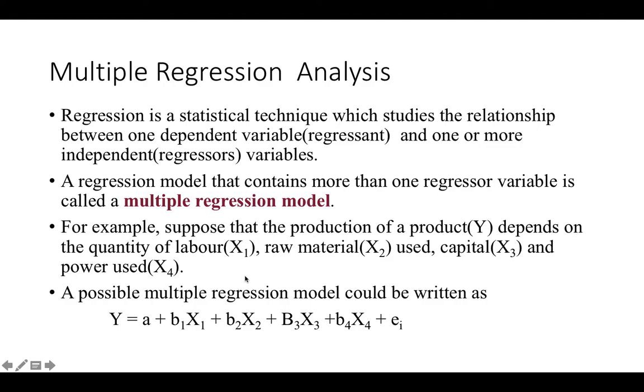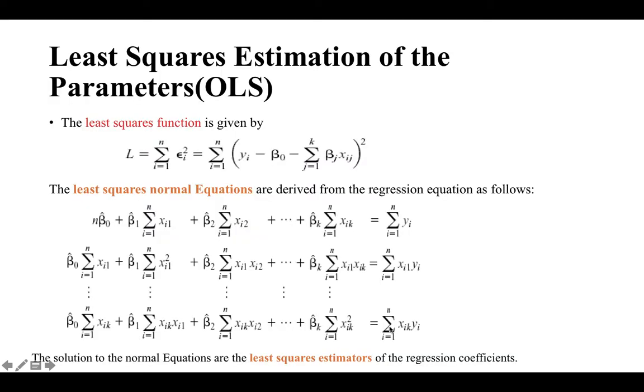The second normal equation is obtained by multiplying the first normal equation by one independent variable at a time. Now the second normal equation would become summation y x1 equals a summation x1 plus b1 summation x1 squared plus b2 summation x2 x1 plus b3 summation x3 x1 plus b4 summation x4 x1. So you multiply it with the first variable, so it becomes b0 x1 plus b1 x1 squared plus b2 x2 x1, and so on, and x1 y.